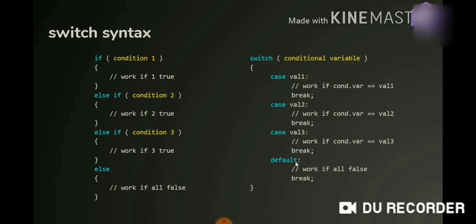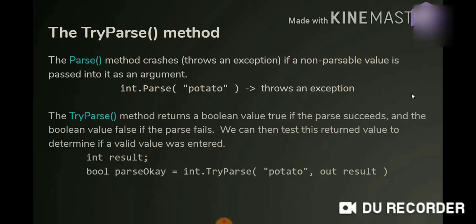Now that we have a boolean variable to play with, we can make our parse method a little bit stronger. Currently, the parse method will crash if you try to parse or convert a non-numeric string value into a number. For example, if I were to call int dot parse on the string potato, the potato string cannot be converted to an int. So this would crash your program. It throws an exception.